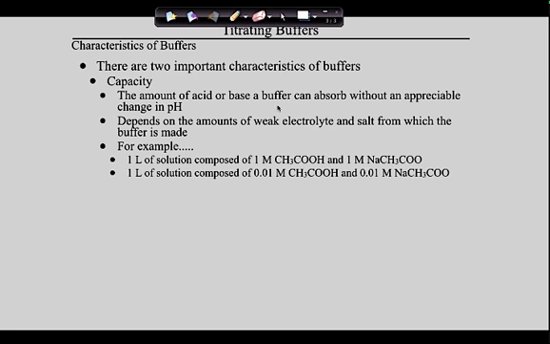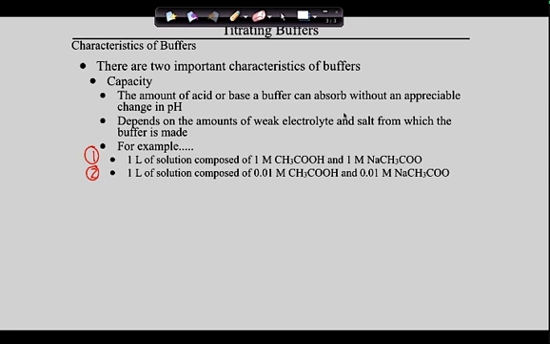You guys are all writing this down, aren't you? Can we talk about it? Because if you're writing, you're not going to understand the concept. Are you okay with the idea? So guys, we've got 2 different buffers. Let's call this buffer number 1. Buffer number 1 is 1 molar in each component. Buffer number 2 is 0.01 molar in each component.